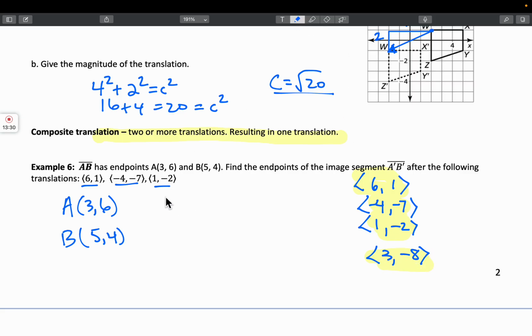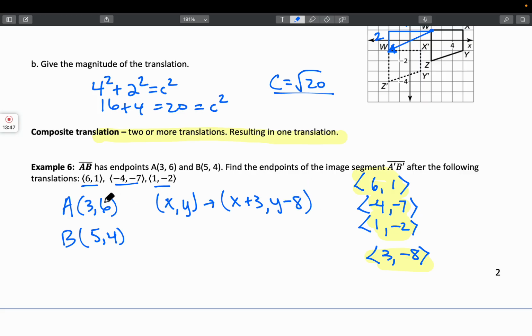So what is their transformation after going through a translation of 3, -8? That one rule then could be stated as all of our coordinates are going to be added 3 to the X and subtract 8 from the Y's.